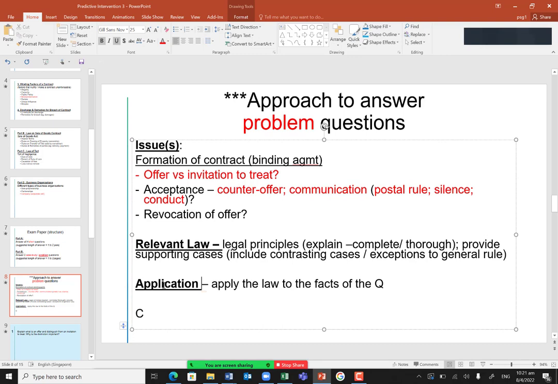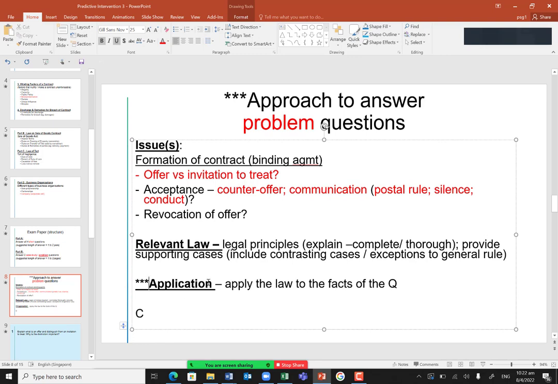Just like my early example about advertisement. Is advertisement an offer or an ITT? It depends on the facts. It depends on the type of advertisement. And we have two cases, one case saying ITT, the other saying offer. So it depends on the facts. And that is what you do at the third stage of answering an exam question, the structure, this part of application, which is 3-star, which is the most important.